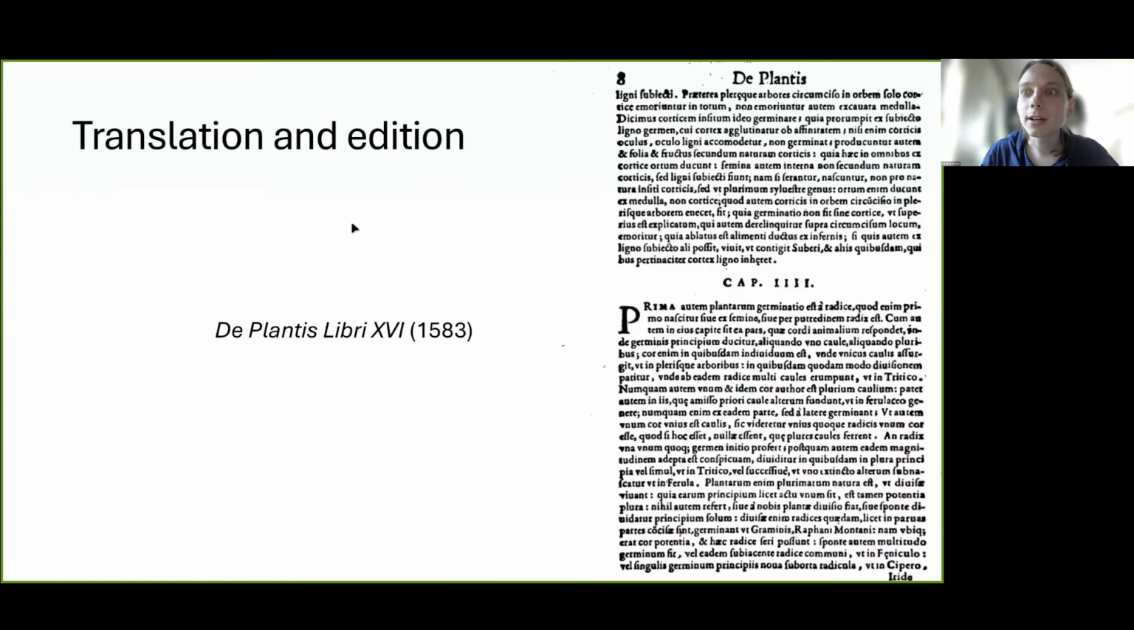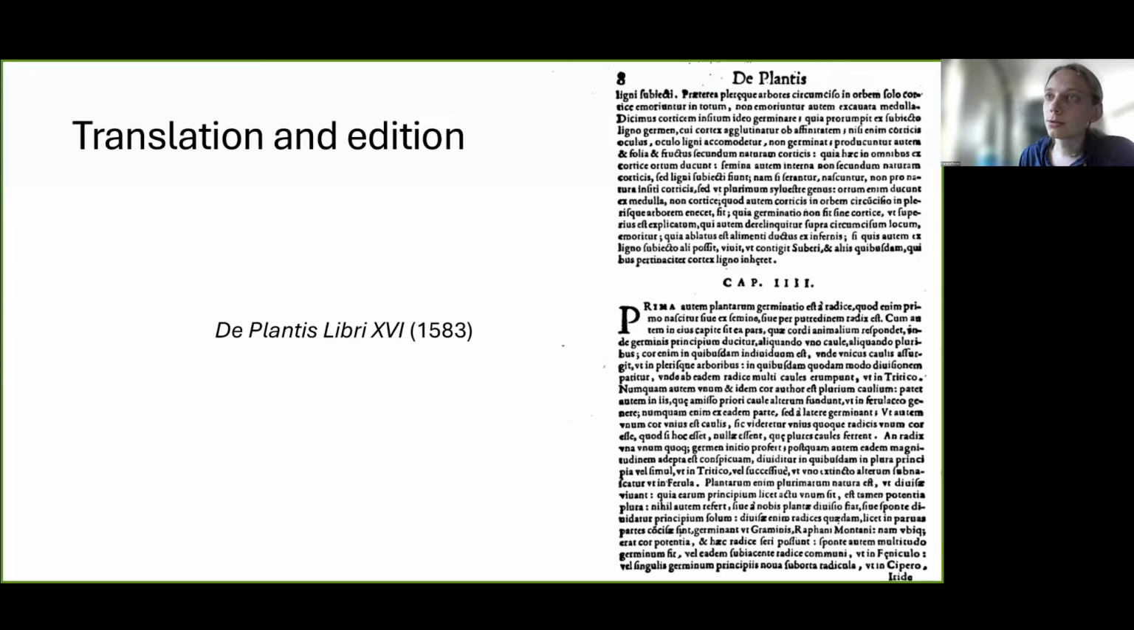So I'm going to deal in a little more detail with the actual contents of the first book of De Plantis Libri. But before that, just a few words on what we have actually done with this text. Our task during these few years, as Quentin previously said, was to propose a modern edition and an English translation of Cesalpino's first book, De Plantis, On Plants. This first book is quite short, 30 16th century Latin pages, which are written in a quite dense style.